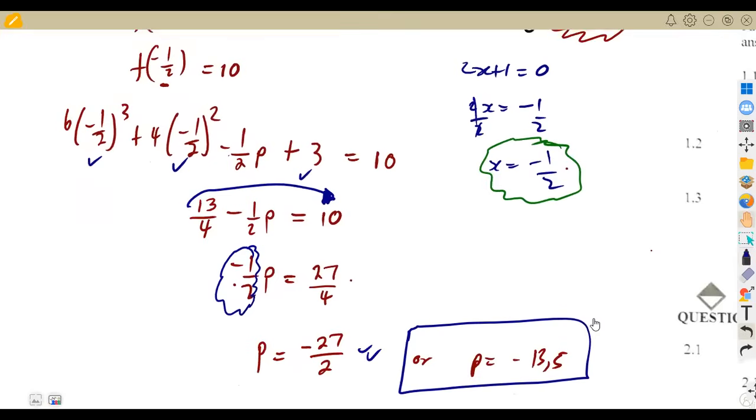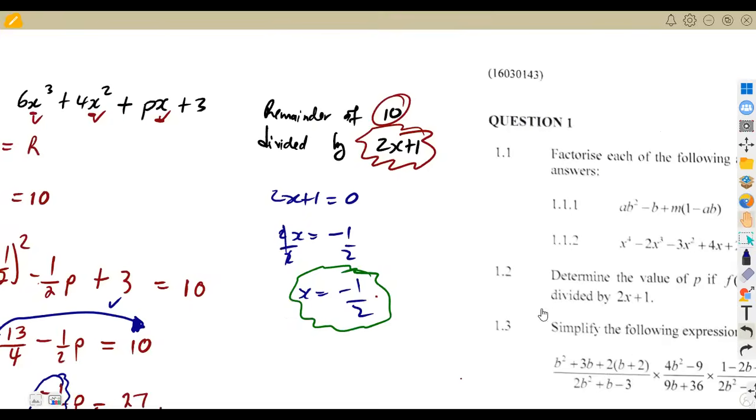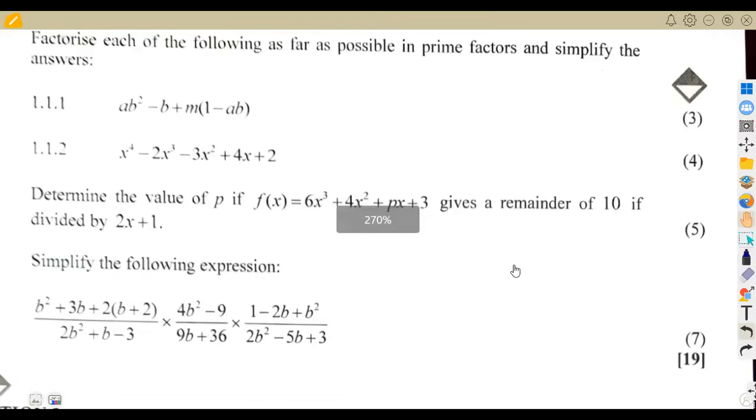Like I said, for a factor, f of whatever value that you are given must be equal to 0 when it is a factor. But when it is a remainder, f of that x that you obtained must be equal to the remainder. That's the concept of our factor and remainder theorem.